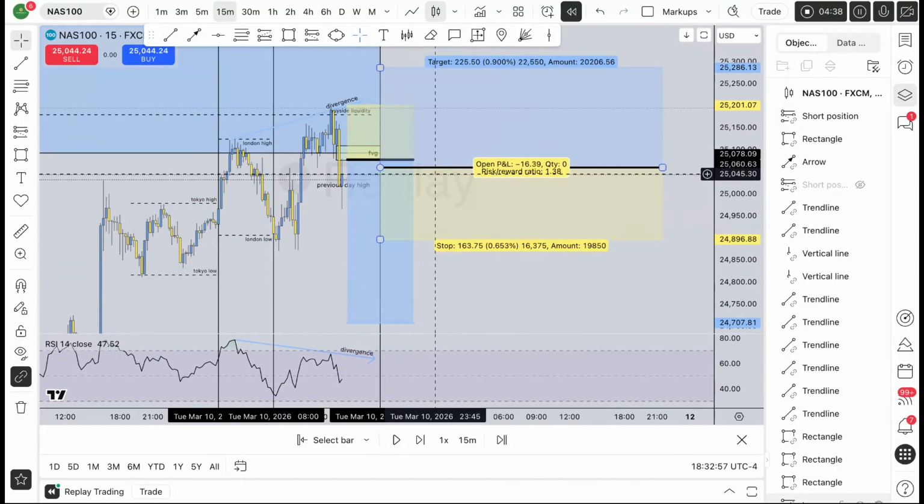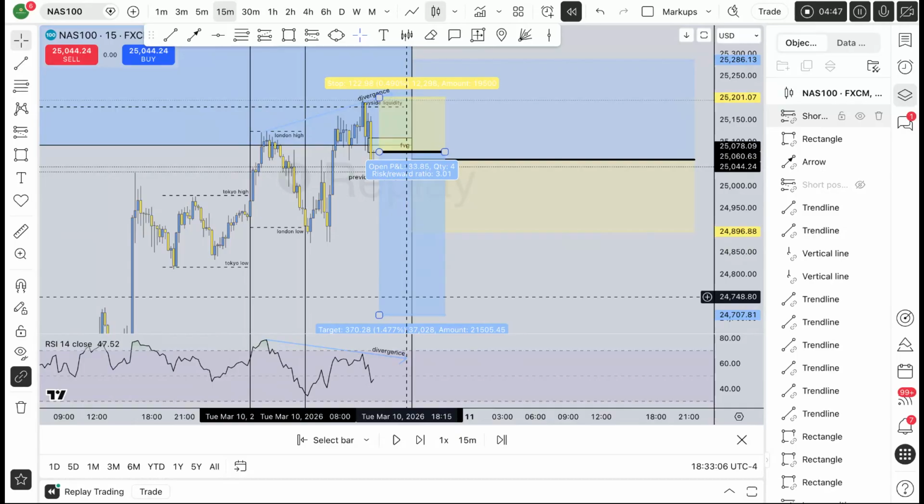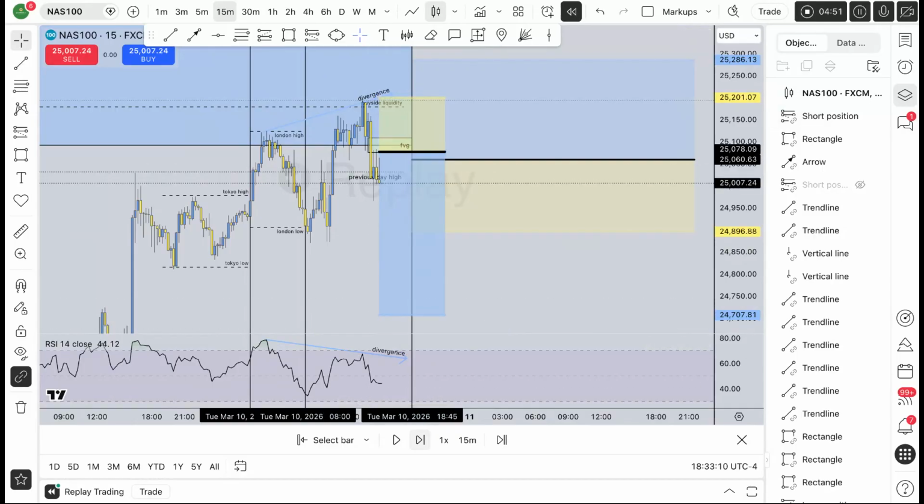So we're going to see why or how this ended up playing out outside of session, how it went to stop loss. But most importantly, we want to see what the ideal and optimal trade we should have taken this Tuesday would have been. Okay. So again, let's watch this play out.